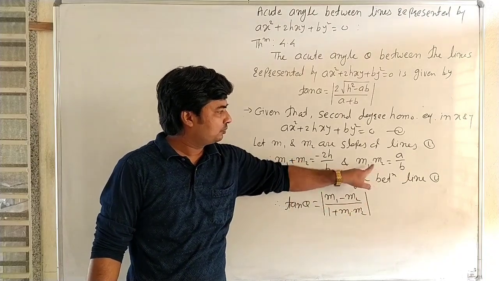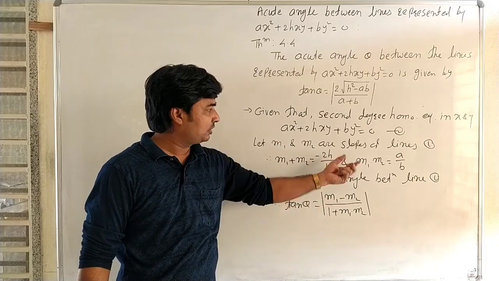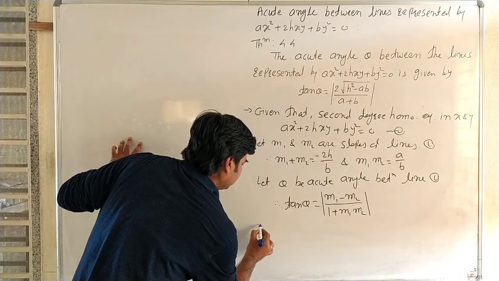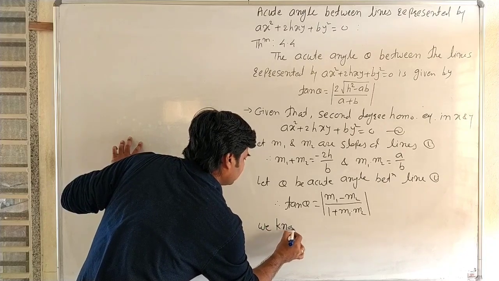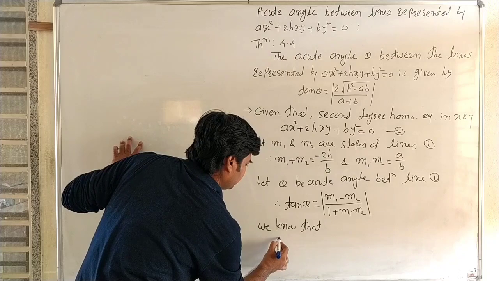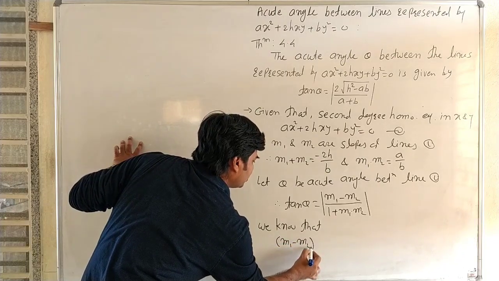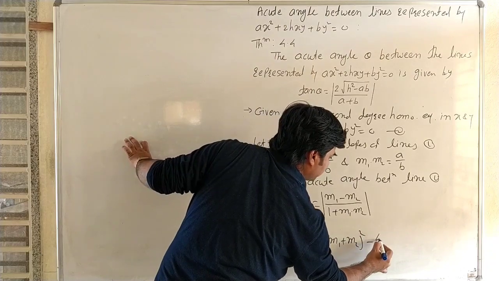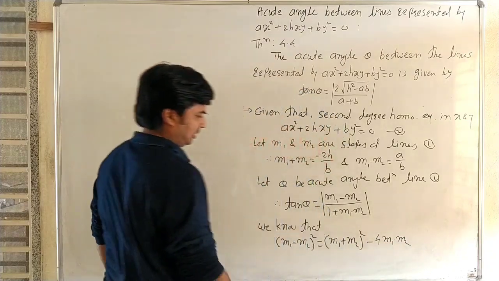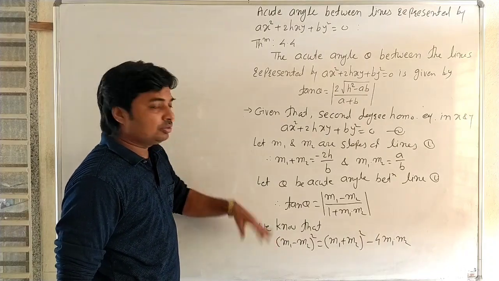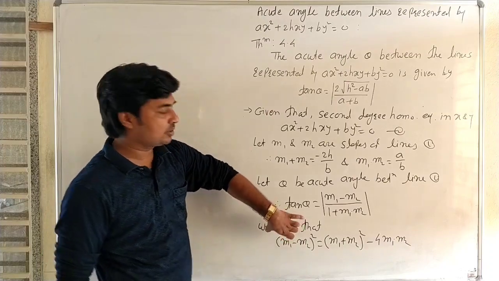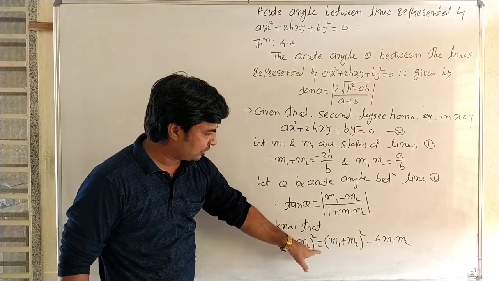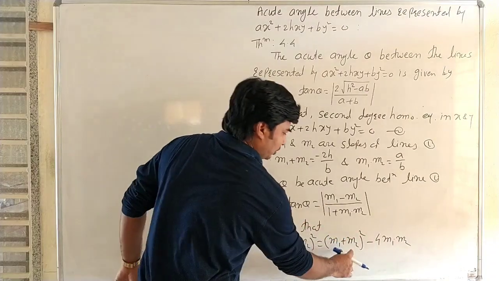Here m1 into m2 is given as a by b, but m1 minus m2 is not given. But we know the relation between m1 minus m2, m1 plus m2 and m1 into m2. Therefore m1 minus m2 whole square is equal to m1 plus m2 whole square minus 4 m1 m2. We used this relation in the previous examples. Okay, m1 minus m2 is the difference between the slopes of the two lines represented by the second degree homogeneous equation. Now m1 minus m2 whole square is equal to m1 plus m2 whole square minus 4 m1 m2, and we know these two values.